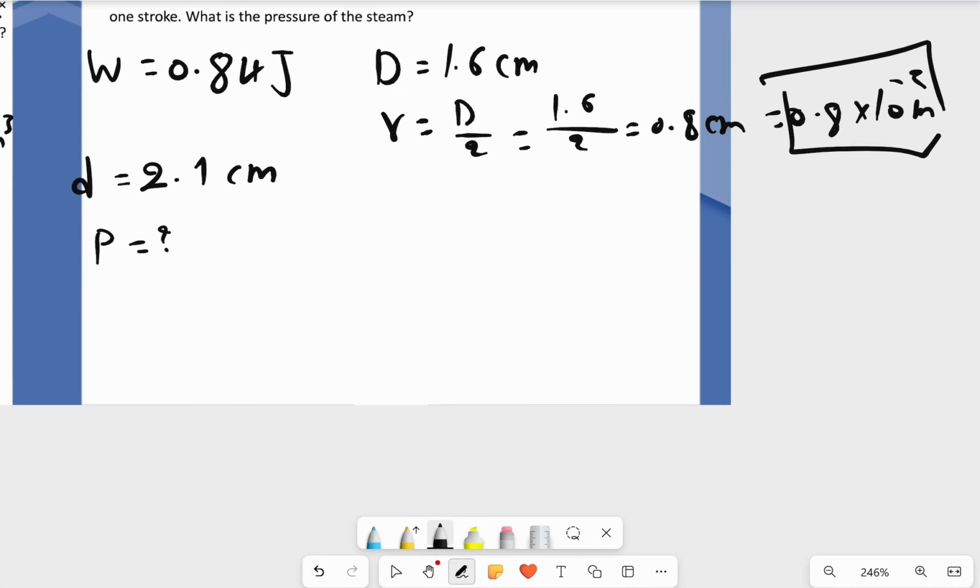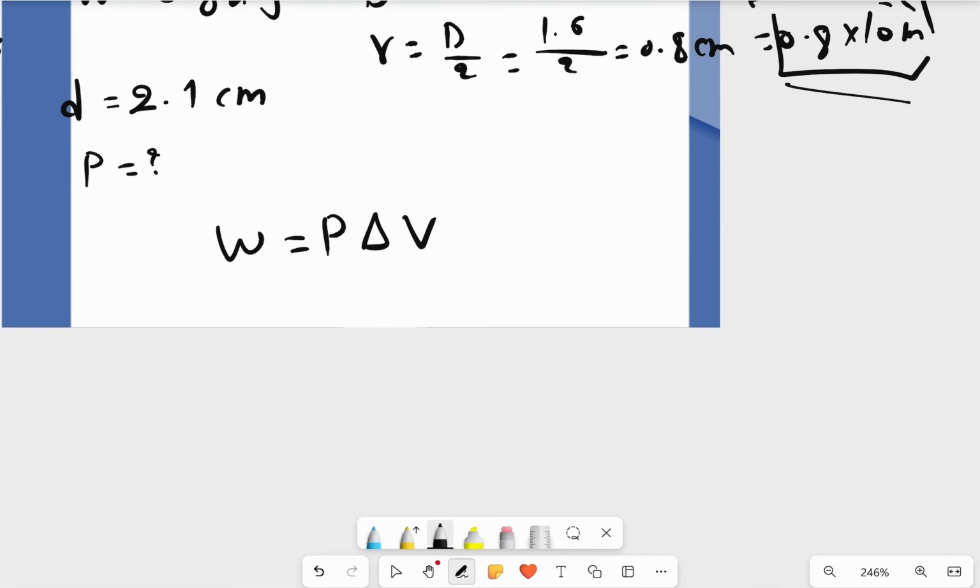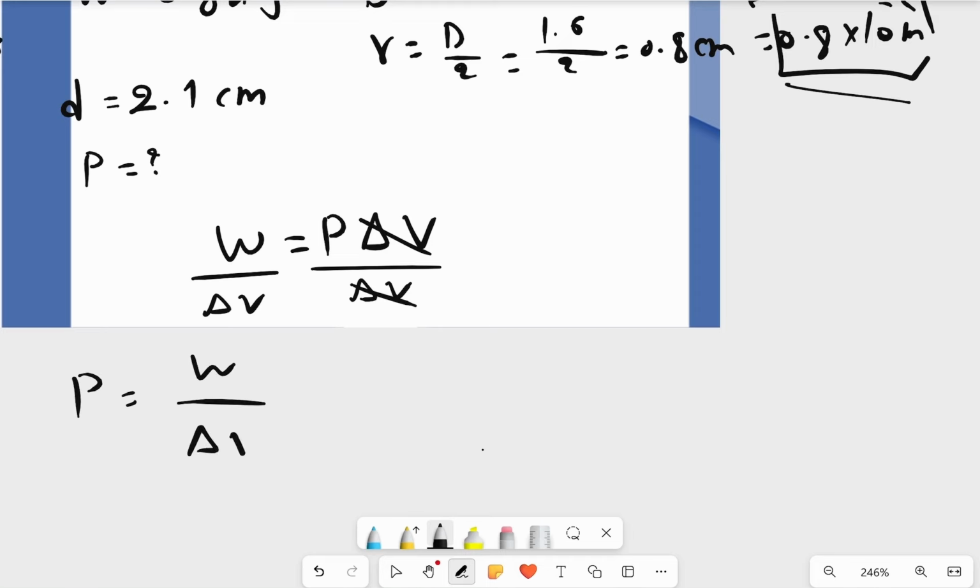First of all, you might say, why do we need the radius? You will just know in a minute. So work is equal to pressure multiplied by delta V. What are we trying to find here? We are trying to find pressure. So pressure is going to be work divided by delta V. Let me do this: divide this by delta V and divide this by delta V. Cancels, cancels, and then pressure is equal to work divided by delta V.